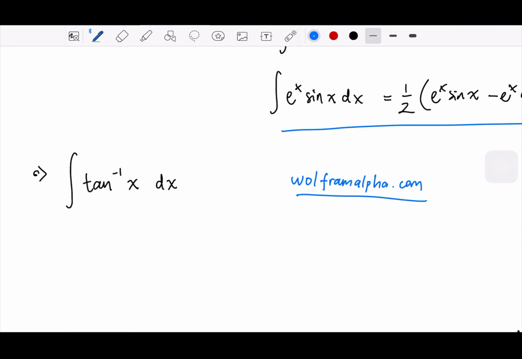Okay, now if we go back to the question, the tangent inverse. This is just having the tangent inverse and the x, right? We know for sure the derivative of tangent inverse. What's the derivative of tangent inverse? 1 over 1 plus x squared, right? So let's say we take that as our d, and this dx is our integral. So we derive this and we integrate.